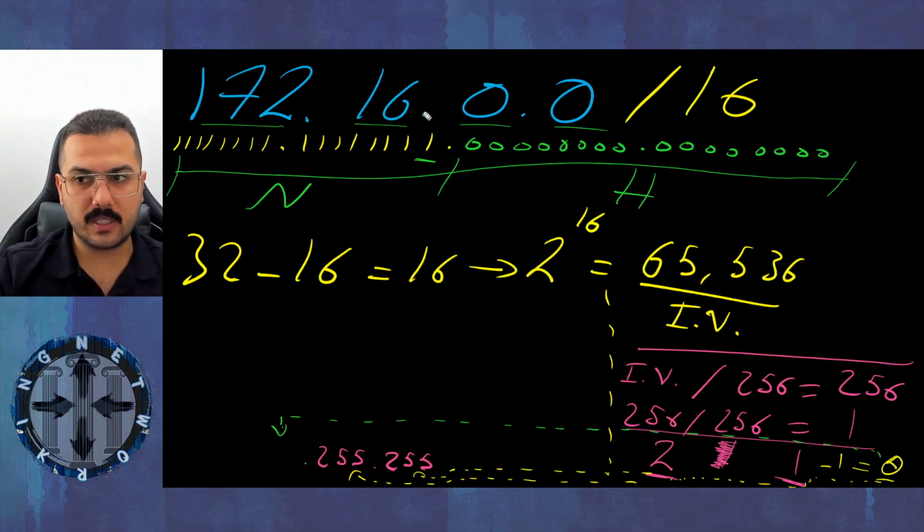So 172.16.0.0/15 will result in 255 here and here, yes, but there will be a different number in here. It will not be 16. It will be a different one. 172, because that is fixed.